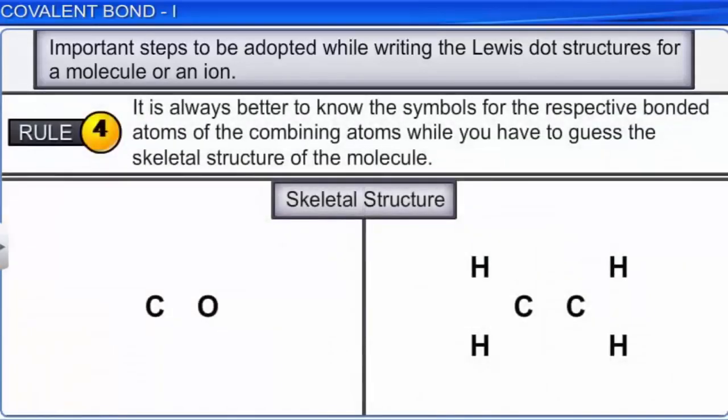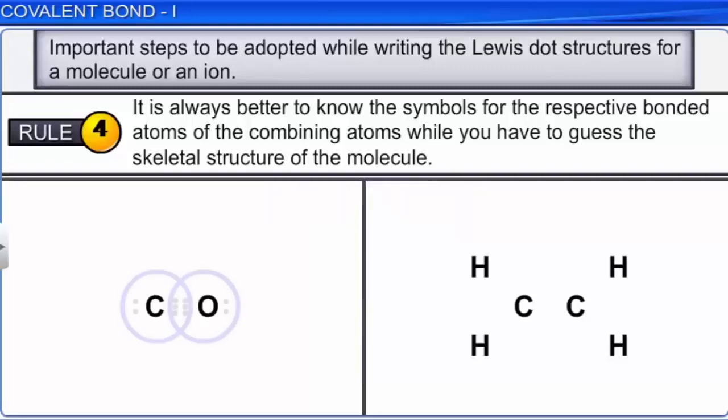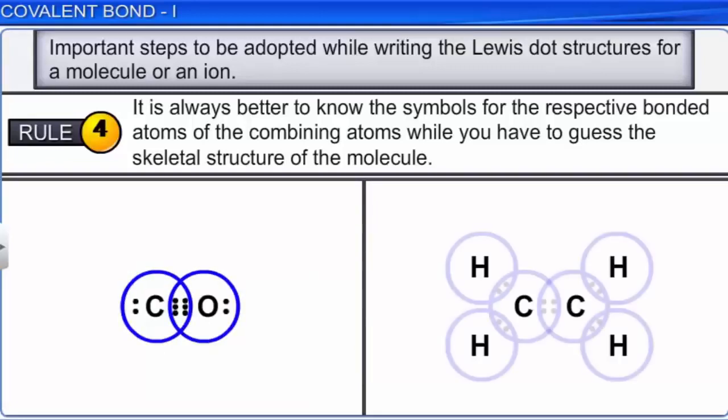While writing a Lewis structure, it is always better to know the symbols for the respective bonded atoms or the combining atoms, while you have to guess the skeletal structure of the molecule. This makes the distribution of the electrons between the bonded atoms easier.